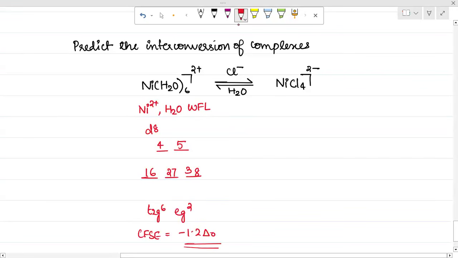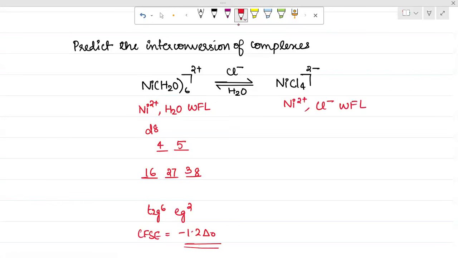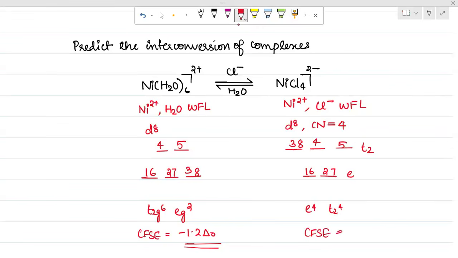This is how stable it is. On the right, you have nickel +2. Cl- is a weak field ligand. Again d8, but the coordination number over here is 4. So you have e at the bottom, t2 above. So 1, 2, 3 can easily jump in all tetrahedral complexes because the splitting would be small. 4, 5, 6, 7, 8 is what you have. So you have e4, t2 4. And the CFSE corresponding to this state is 1.2 minus 4, this is minus 0.8 delta T.